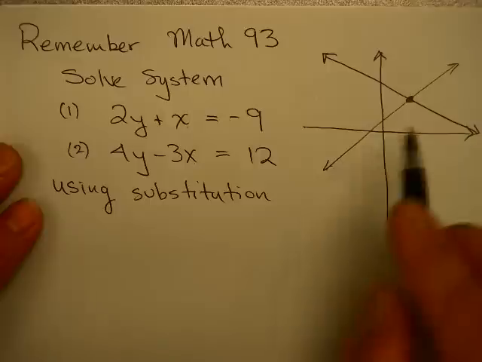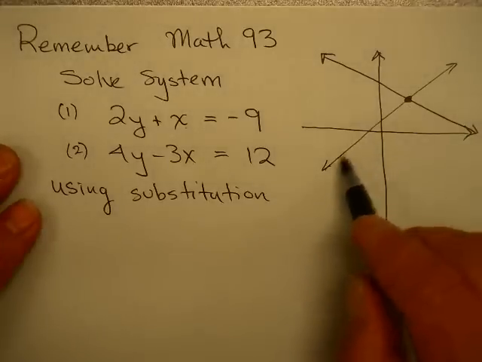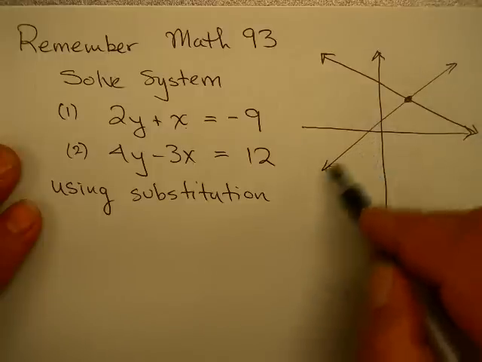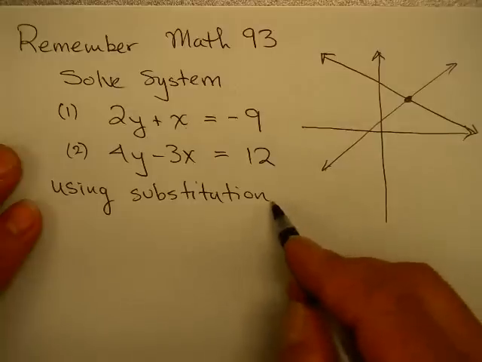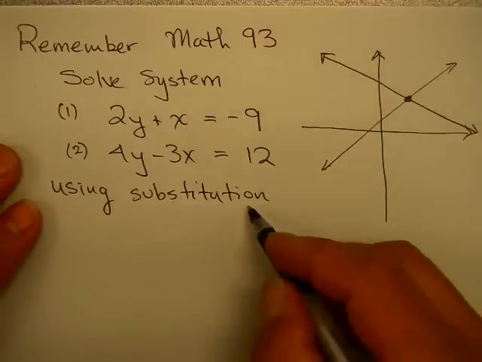And you might remember from Math 93, they didn't all have solutions. Sometimes there was no solution. Sometimes the two lines were identical, and there were every solution. So we had two methods of solving these algebraically. One was called substitution and one is called elimination.